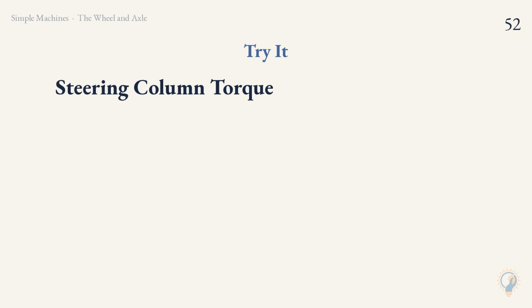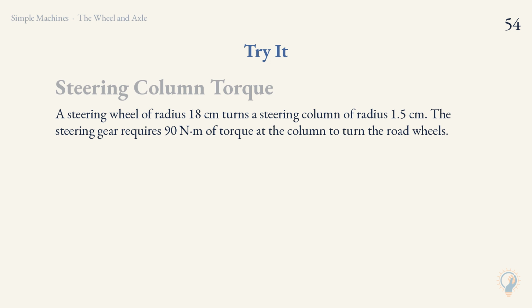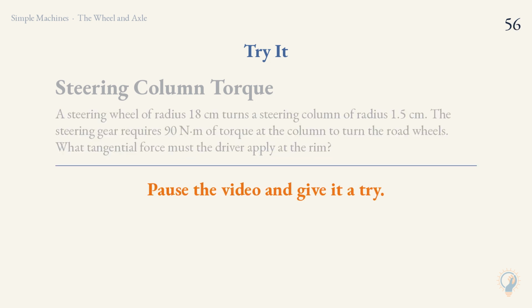Steering column torque. A steering wheel of radius 18 centimeters turns a steering column of radius 1.5 centimeters. The steering gear requires 90 newton meters of torque at the column to turn the road wheels. What tangential force must the driver apply at the rim? Pause the video now and work it through.